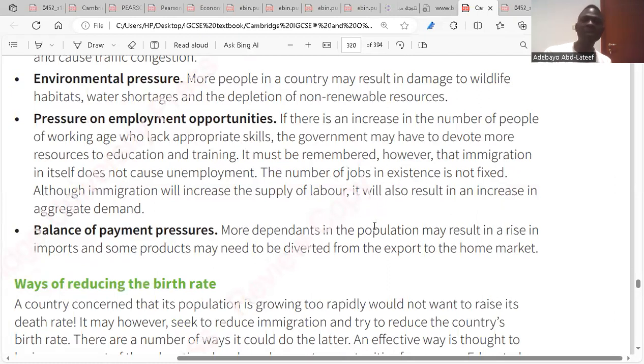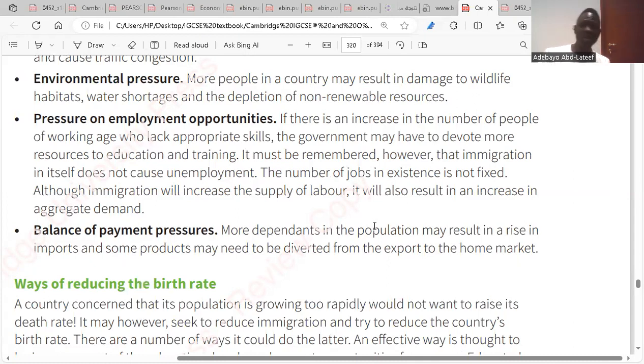Pressure on employment opportunities. If the population starts increasing, job opportunities will fall. Supply of labor would increase more than demand for labor. So if there's an increase in the number of people of working age who lack appropriate skills, the government may have to devote more resources to education and training.